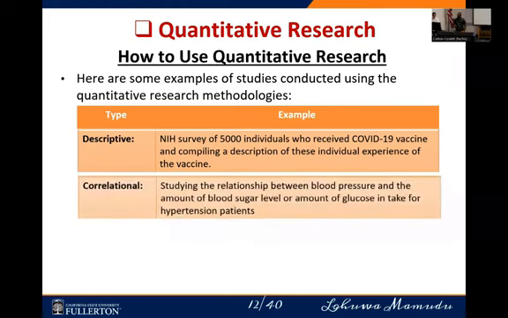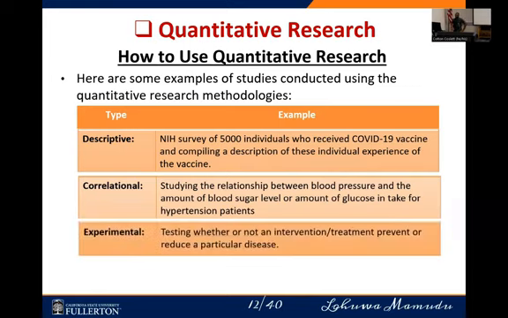Then what about correlational quantitative research? For instance, you would want to study the relationship between blood pressure and the amount of blood sugar level or glucose intake for hypertension patients. This allows you to establish whether there's any relationship between the blood pressure level and the amount of glucose the individual takes, leading to hypertension.